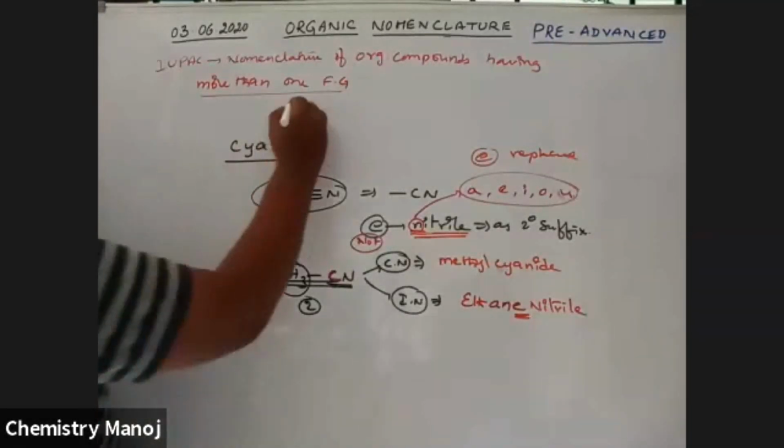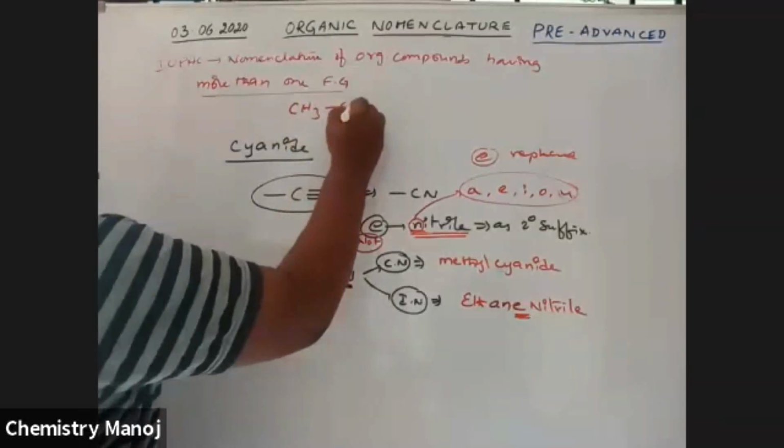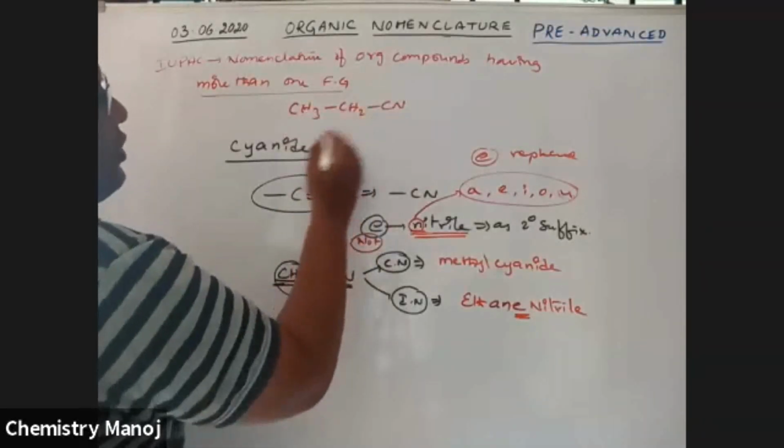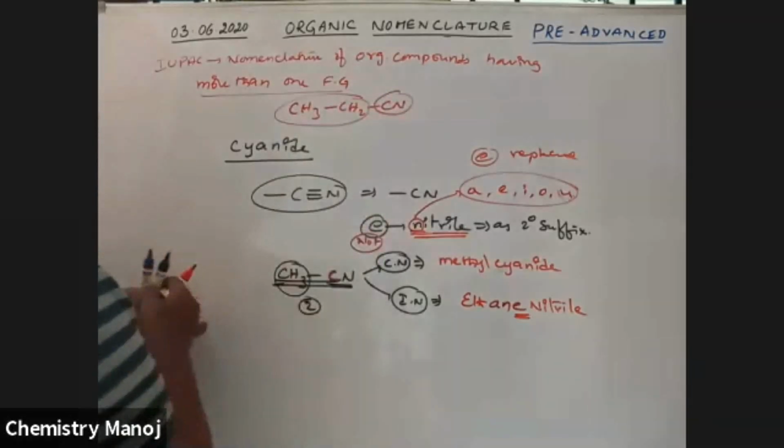Next, see here, CH3CH2CN. So now it is an ethyl group with cyanide, ethyl cyanide.